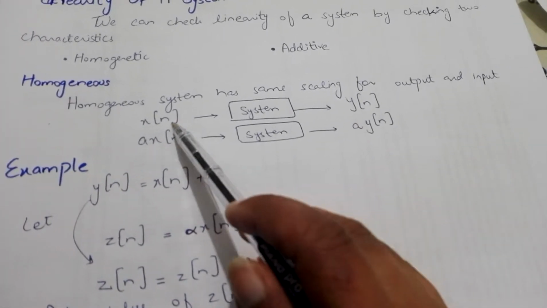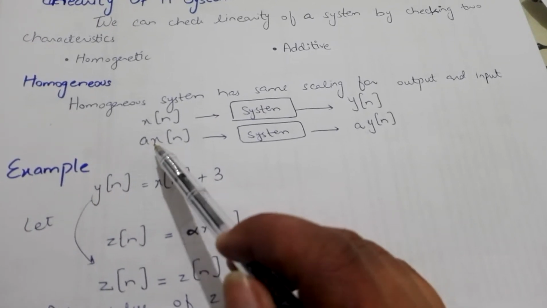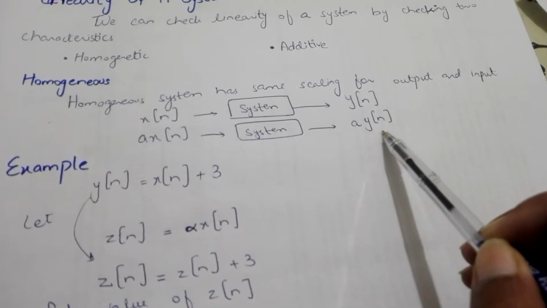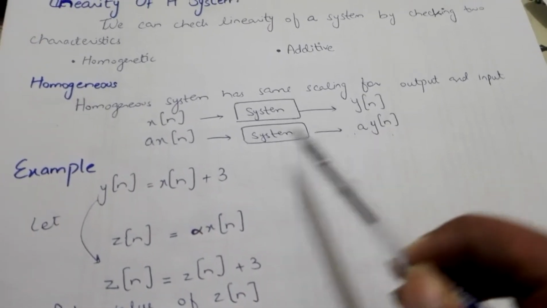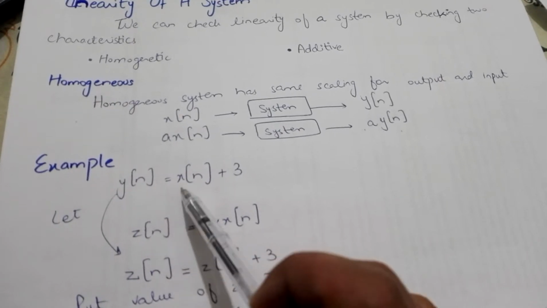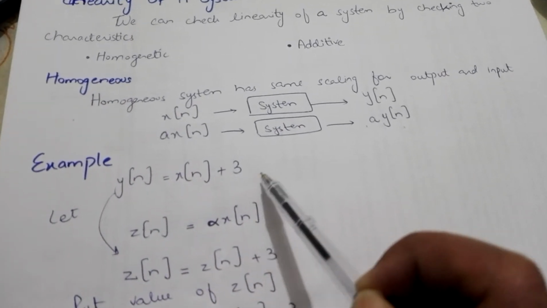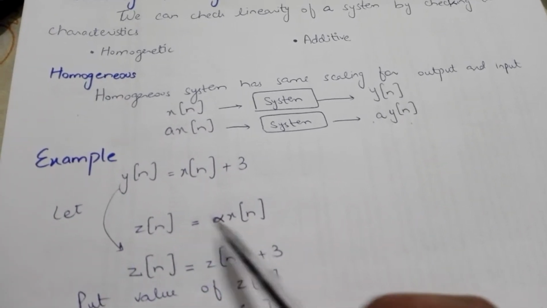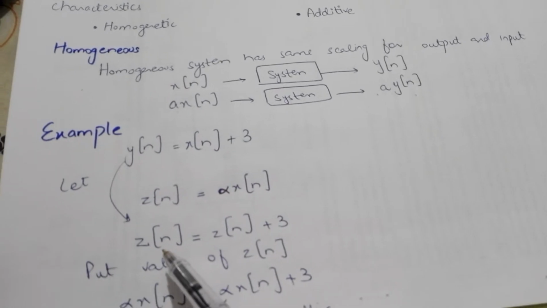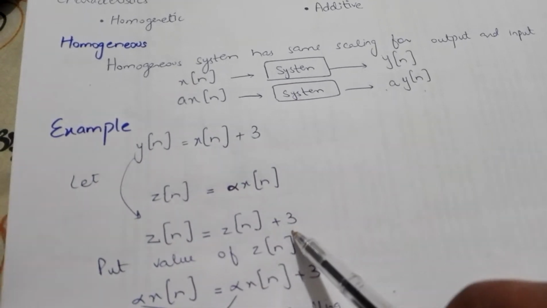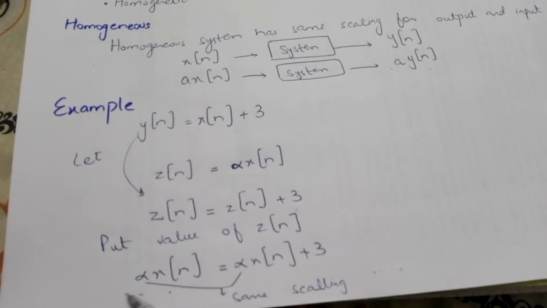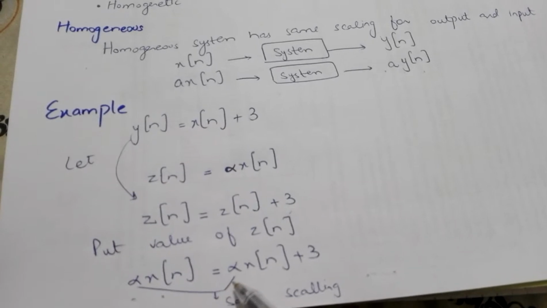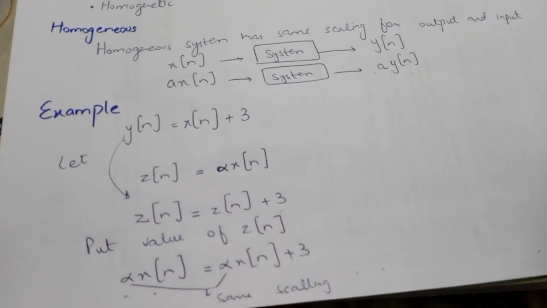Means if I multiply an input with a multiple a, then the system works and it produces an output with the same multiple. For example, y of n is equal to x of n plus 3. We have to prove whether it is homogeneous or not. Let z of n is equal to alpha x of n. From here we manipulate that y of z of n is equal to z of n plus 3. Put the value of z of n: alpha x of n is equal to alpha x of n plus 3. Now see that both have the same scaling.